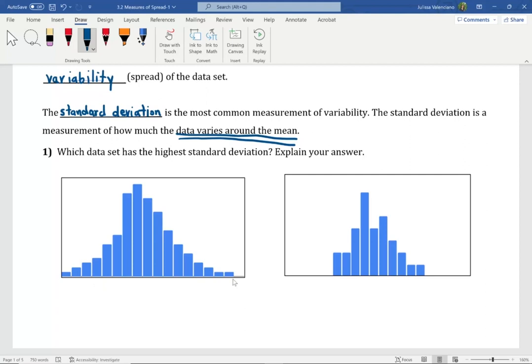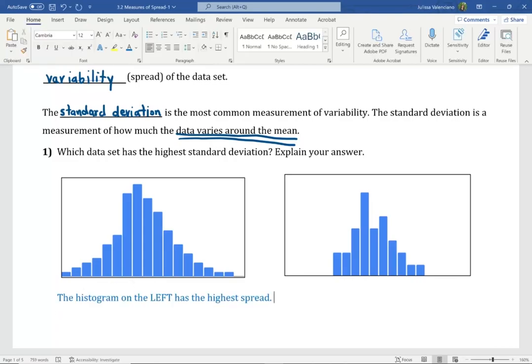So if you're looking at the histograms here below, which histogram has the highest standard deviation? In other words, which histogram has the highest spread? The answer to this question is the histogram on the left. The histogram on the left has the highest spread.